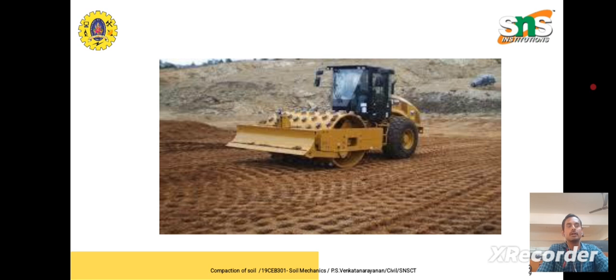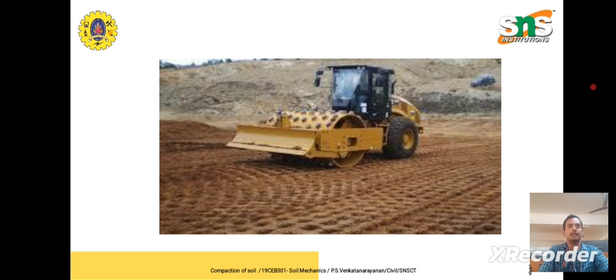So, why is soil compaction important? There are several reasons. It increases the strength of the soil. It reduces the future settlement, making the structures more stable. It lowers permeability, so water doesn't seep through easily. And overall, it improves durability of roads, embankments, foundations, etc. Without proper compaction, structures can suffer from uneven settlement, reduced bearing capacity, or even complete failure over time. So, in order to prevent the failure of soil, compaction of soil is important.